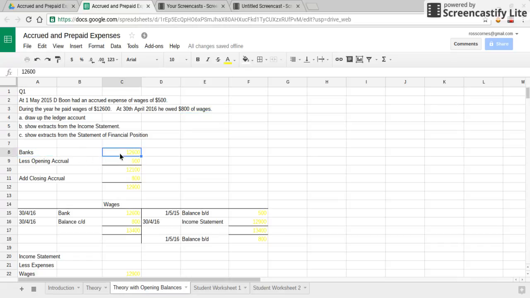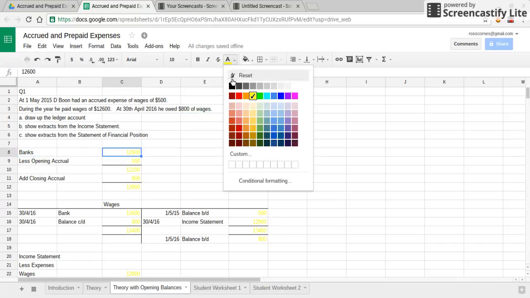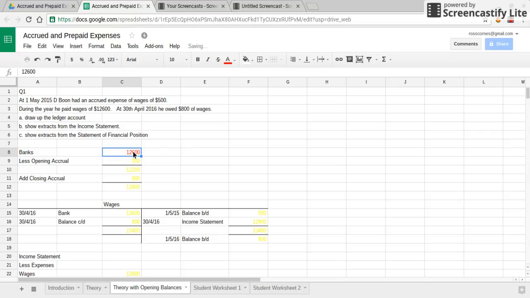So if we start with the amount that goes into the bank, because that's a basic expense, that starts at $12,600. But $500 of that belongs to the previous year. So we don't want to include that as part of this year's expense. So the expense when we allow for the opening amount will only be $12,100, but then we've got $800 of wages which are still owed to the employees.